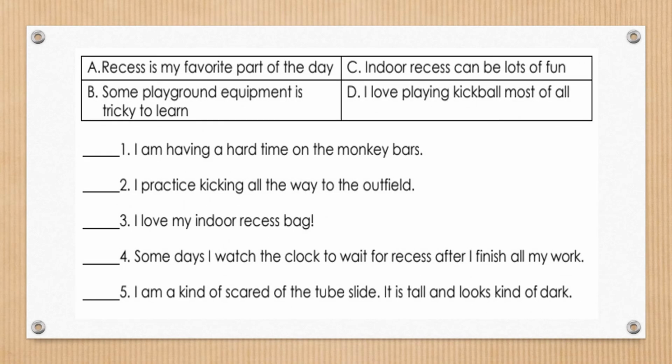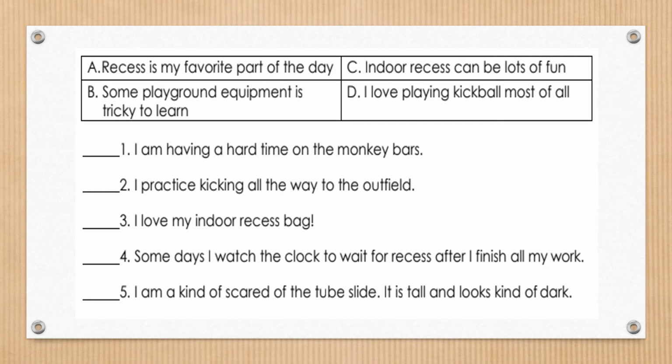A, recess is my favorite part of the day. For letter B, some playground equipment is tricky to learn. Letter C, indoor recess can be lots of fun. And letter D, I love playing kickball most of all. So let's have number 1.